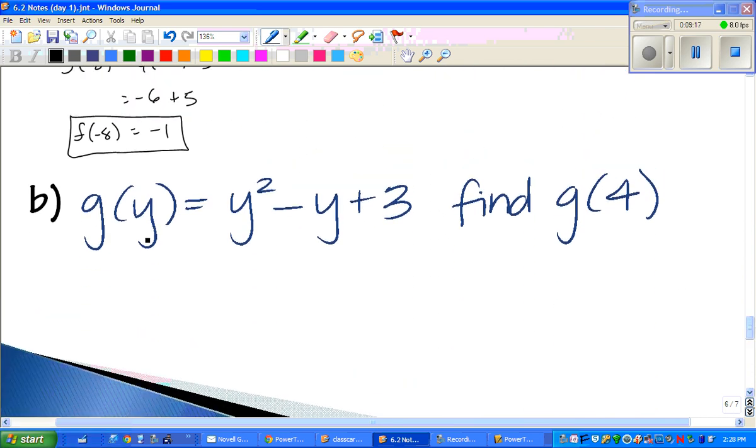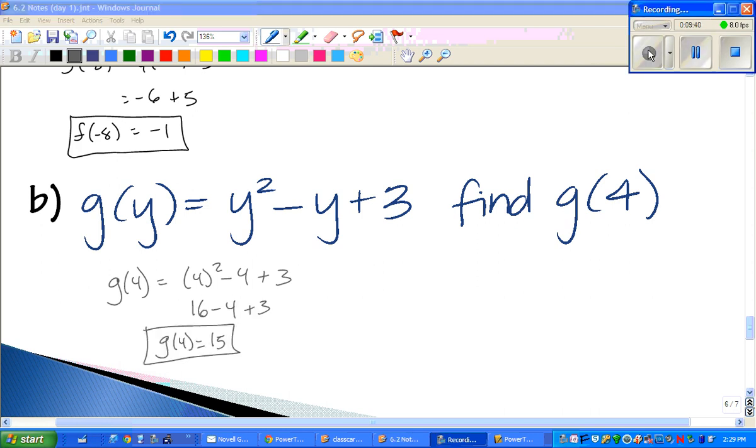Okay, so g of y, that's just telling us what our function is. So we're plugging in 4. So 4 squared minus 4 plus 3. You guys can go ahead and solve this. Pause the video and let's see how you do. And you should have gotten g of 4 equals 15.